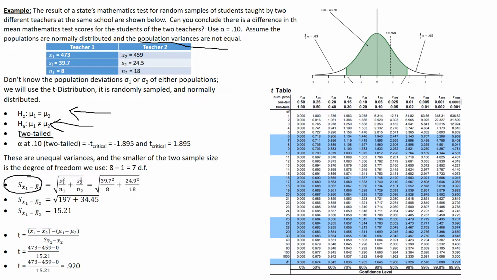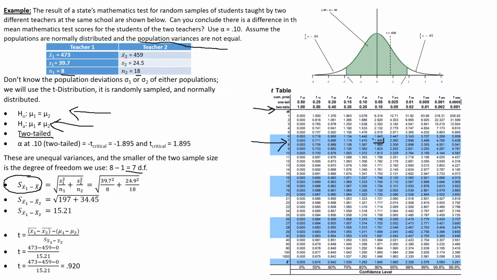Alpha 0.10. Now, we've got different variances, so we find the smaller of the two samples here. Sample 1 is 8. Sample 2 is 18. So 8 minus 1 is 7. So 7 degrees of freedom. So there's our 7 degrees of freedom right there. It's two-tailed, and then I want to know 0.10. Here's my two-tailed column row right here. 0.10 it'd be 1.895.